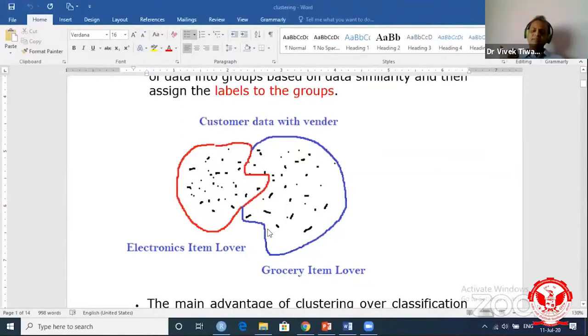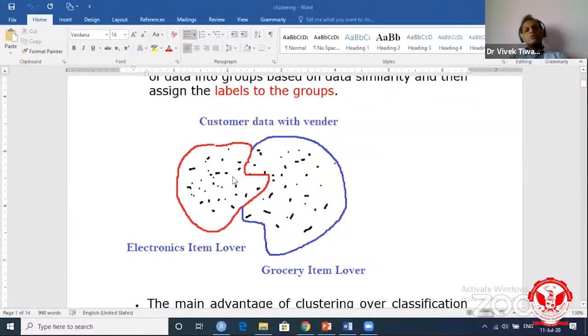So the clustering process may divide your data into multiple clusters, maybe 2, 3, 5, 10, 20, 100, 200. There is no single rule. But for simplicity, I'm assuming that whatever clustering algorithm you have applied on the data, the clustering process has divided your data into two subgroups or two clusters. One is the red color cluster, one is the blue color cluster.